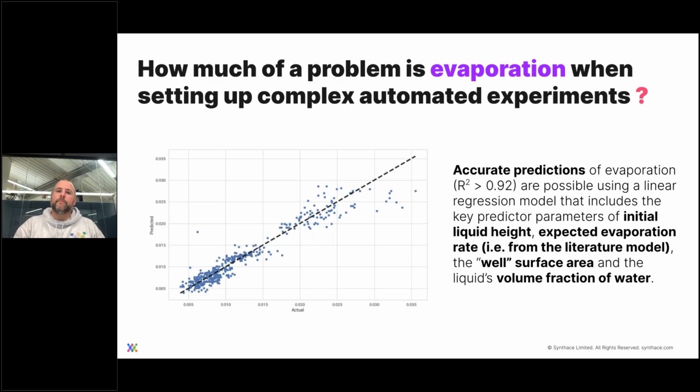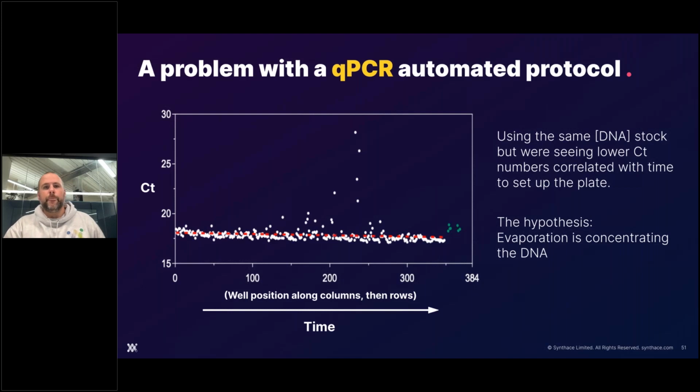Let's now move on to an example of an assay where we noticed that evaporation over time was actually a problem. This relates to an automated qPCR protocol discussed earlier. As mentioned, we were optimizing the liquid classes for handling both DNA and master mixture in the assay. And for the experiments, we used the same stock of DNA at a set concentration.